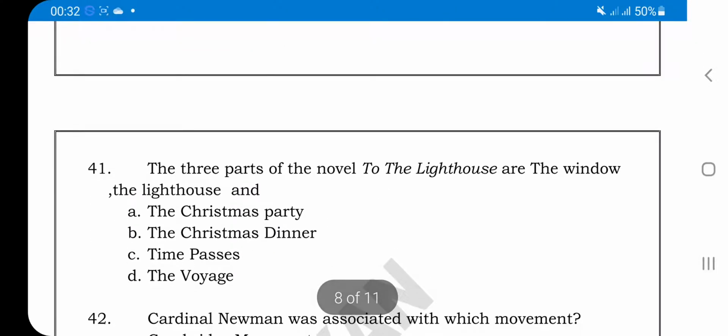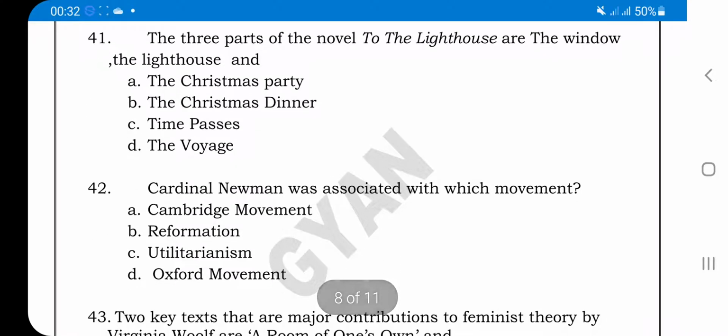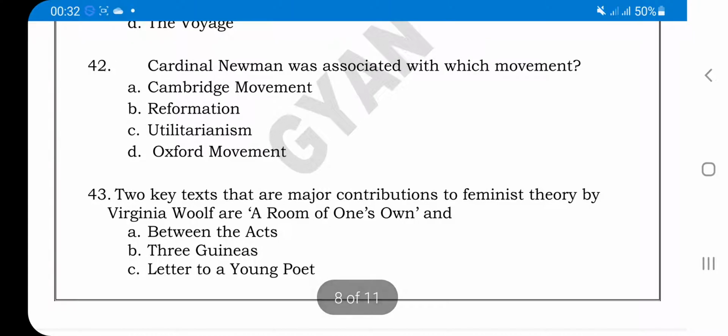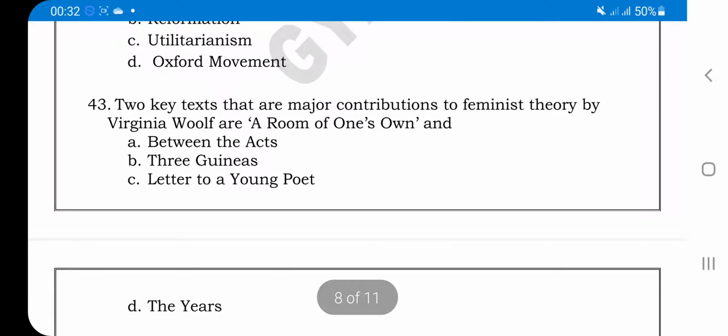Isn't it good? The three parts of the novel are The Window, The Lighthouse, and the third one is quite special, and the answer is Time Passes. And I am 100% sure. It's quite simple. Cardinal Newman was associated with which movement? This is a very nice question to answer.